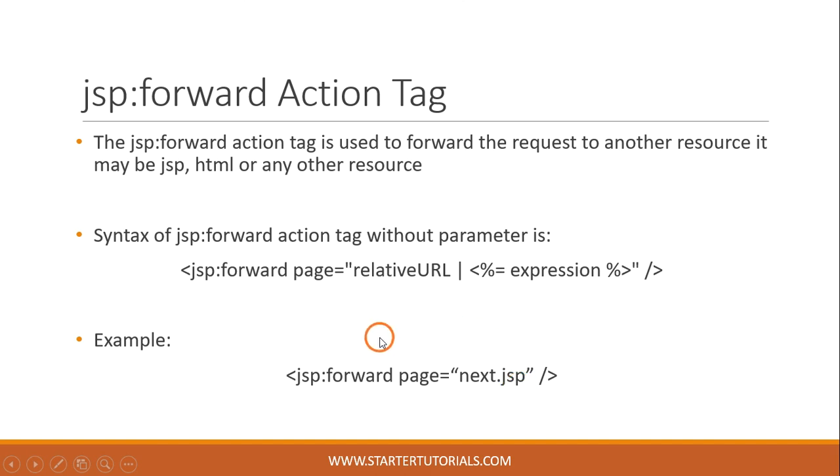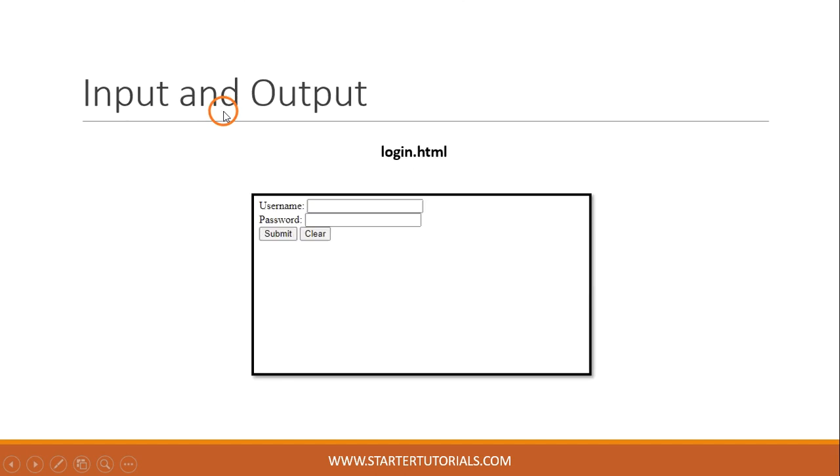The main use of this forward tag, you can see here, is that this forward action tag is used to forward the request to another resource. Another resource can be anything. It can be a JSP page, it can be a servlet, it can be an HTML file, whatever you want. The resource can be anything. So that is about the JSP forward action tag.